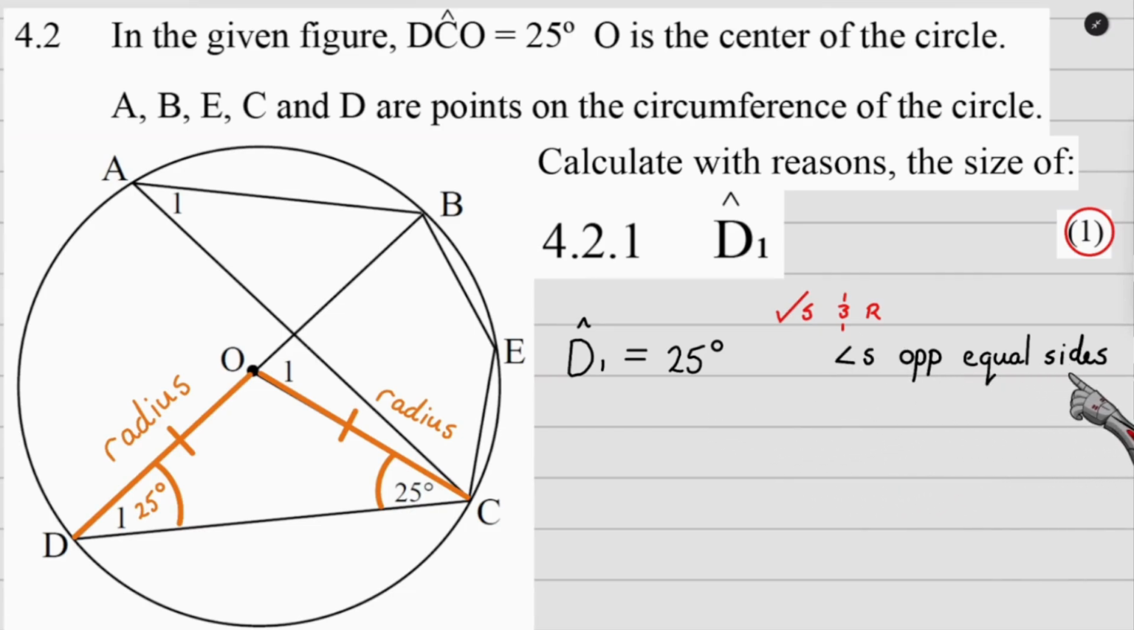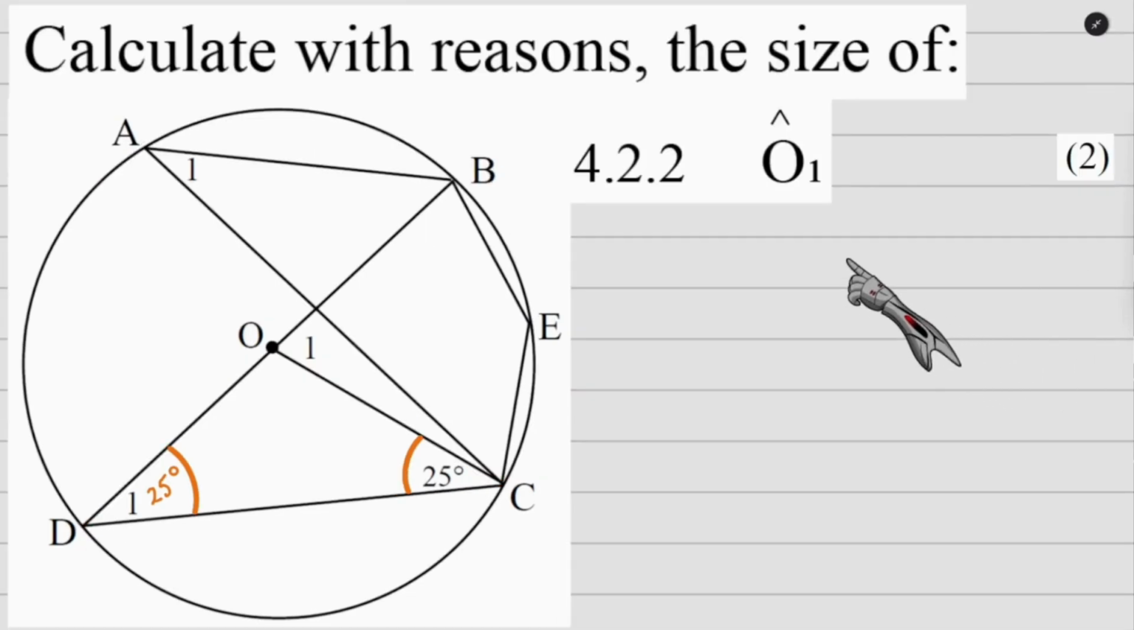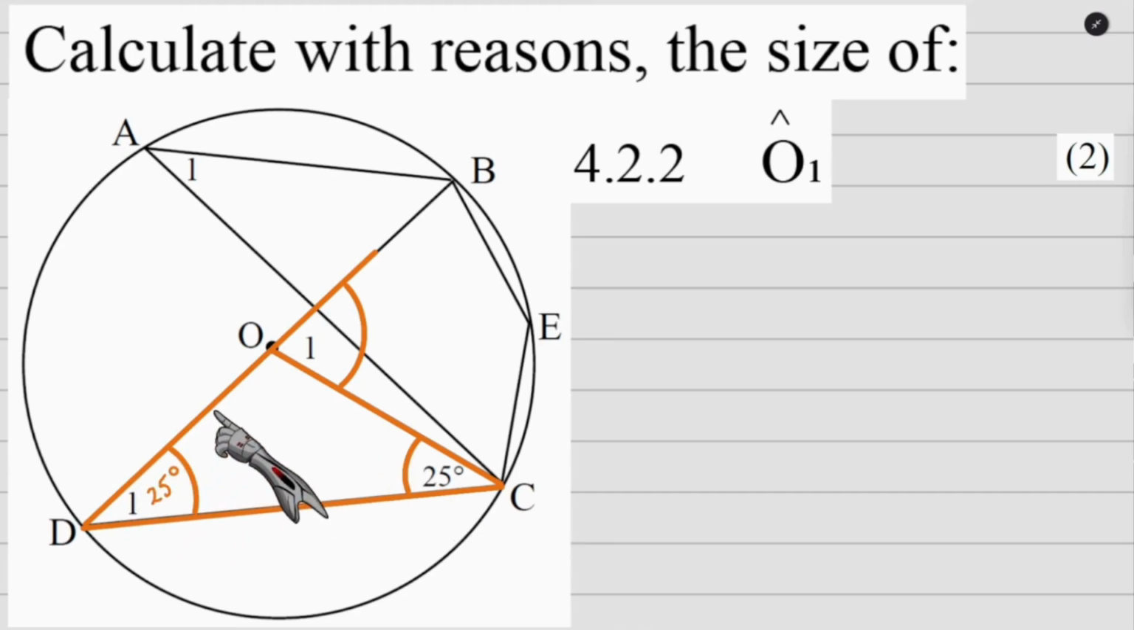And bear in mind, there's another reason you can use. I can say angles opposite equal radii. That's also acceptable. And next up, I need the size of O1. So I can see that O1 is an exterior angle of the following triangle, triangle DOC. If I just extend this line DO, it encompasses the angle O1 between the triangle and that line extension. So we're going to use the following theorem.